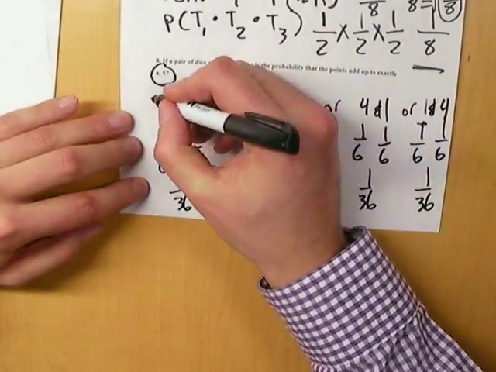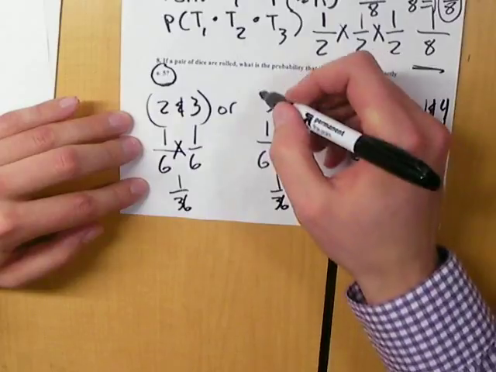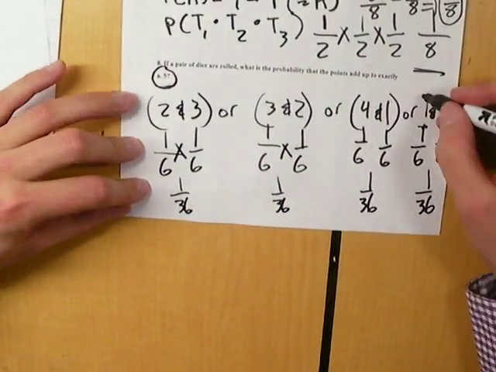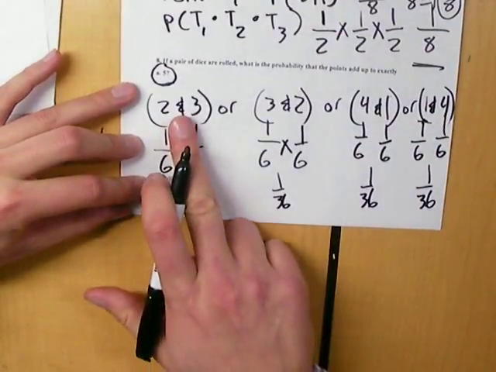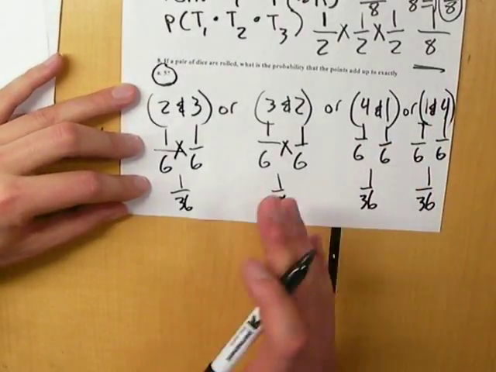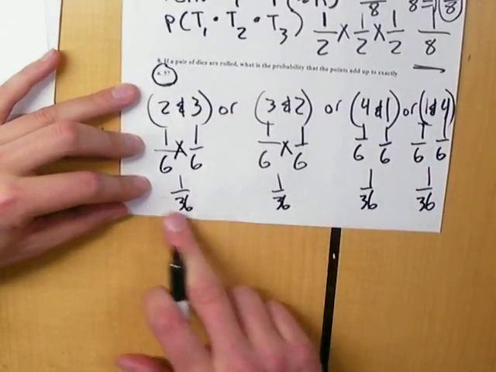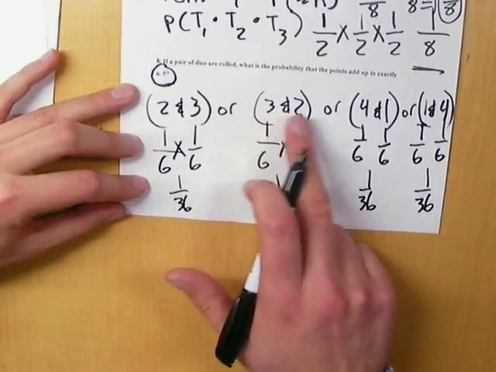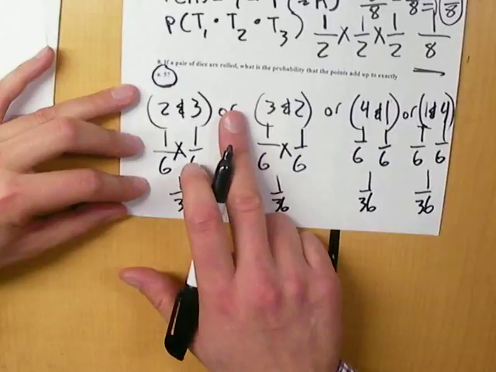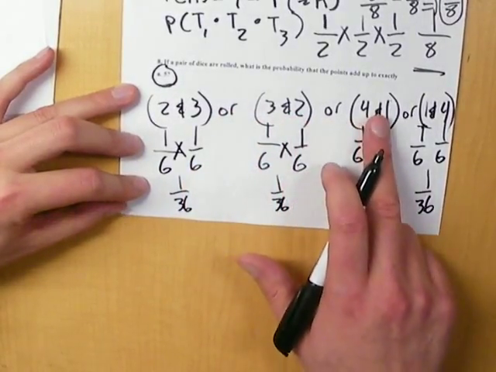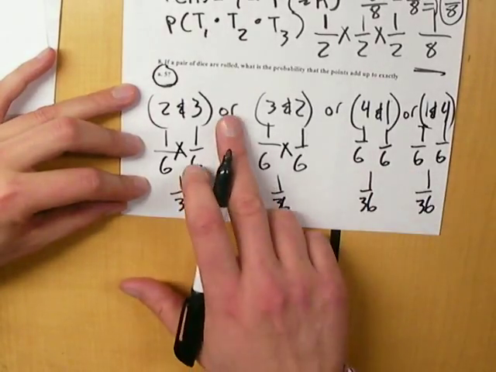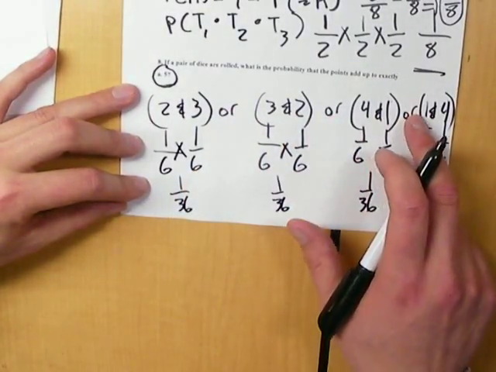Now the OR part. We want a 2 and a 3, or a 3 and a 2, or a 4 and a 1, or a 1 and a 4. So again, see clearly here that it's an AND problem, but it's also an OR problem. We're merging equations together. We've already done the AND part: 2 and a 3, 3 and a 2, 4 and a 1, 1 and a 4. Here's the OR part: 2 and a 3, or 3 and a 2, or 4 and a 1, or 1 and a 4. So the second part of this is obviously an OR.